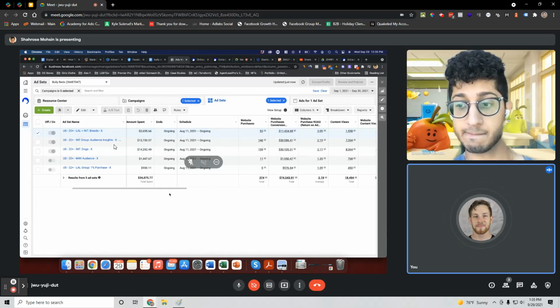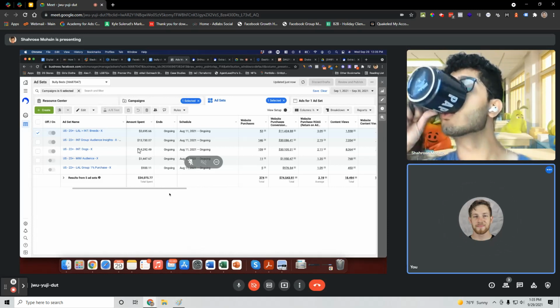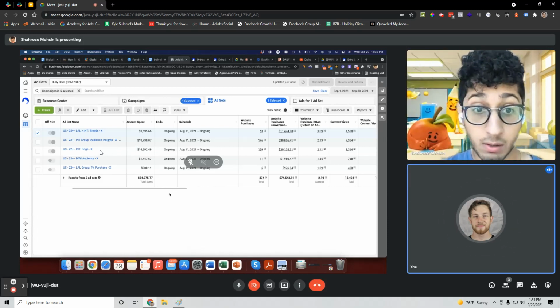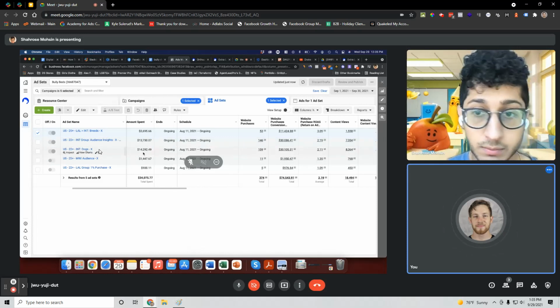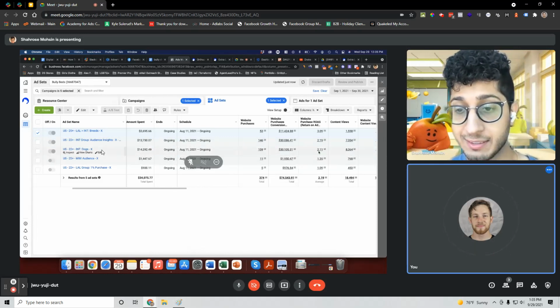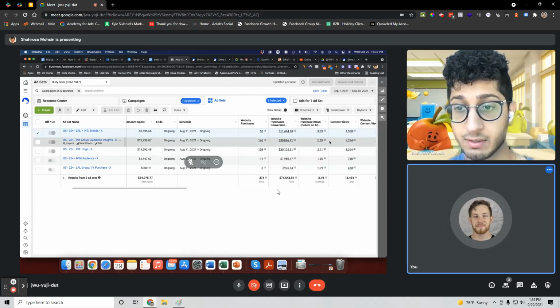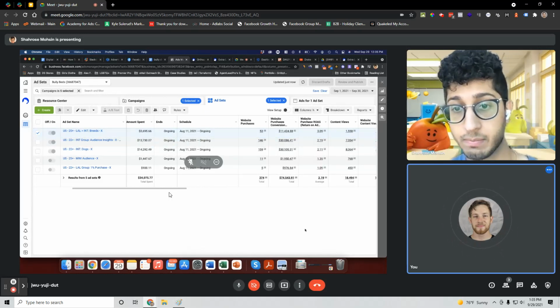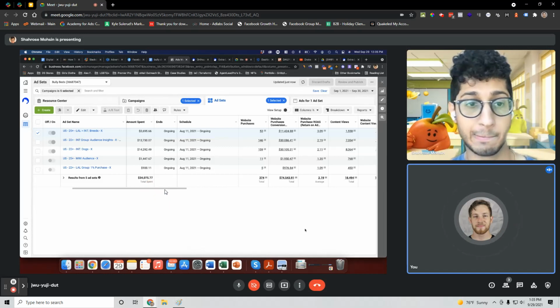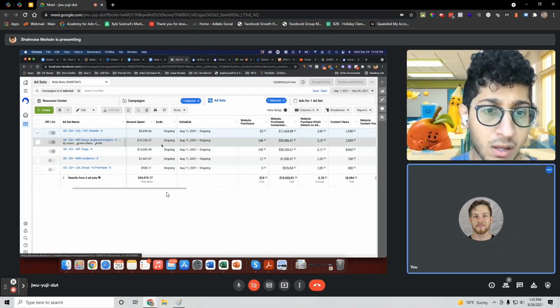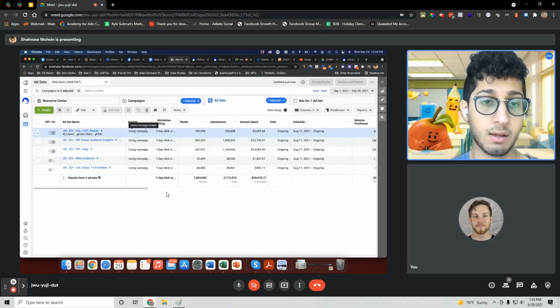But the two below it, the one that was just broad, and then the other one right above that, they have a lower ROAS, but they've been able to scale those a lot more. Is this a CBO campaign? Just to make sure I saw.